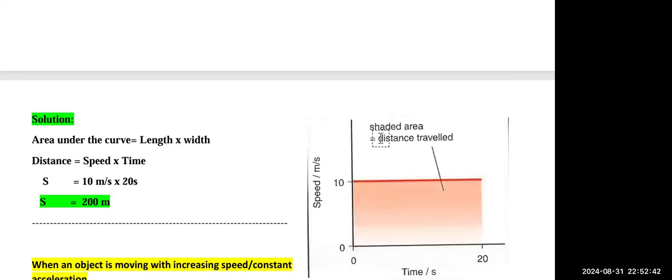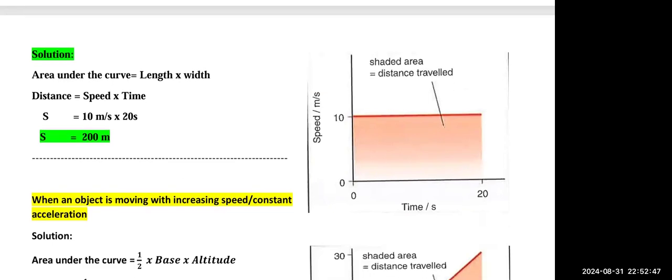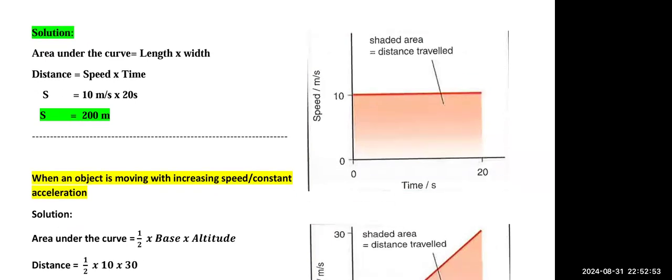Okay, this is a very simple example which I have written here for you. Now, as I have written on the above page, the area under the curve of a speed time graph gives us the distance. How do you find the distance? Look at the solution. Area under the curve is equal to length multiplied by width. Here you can see that this is a rectangle shape.